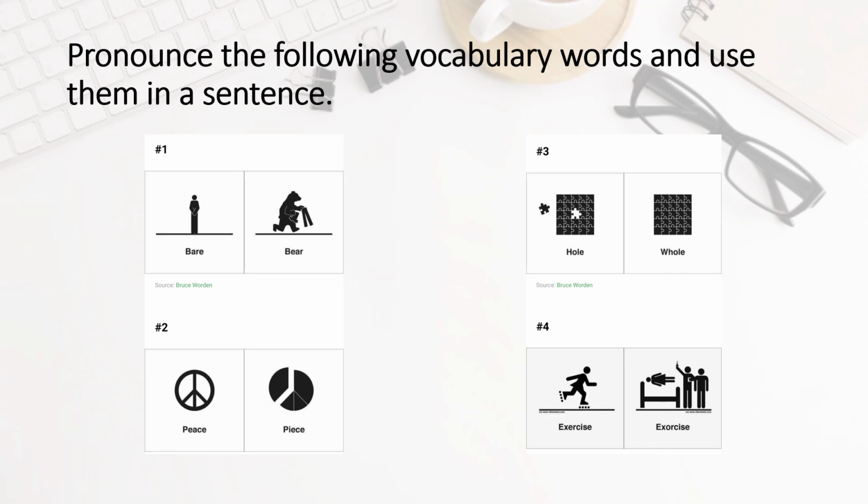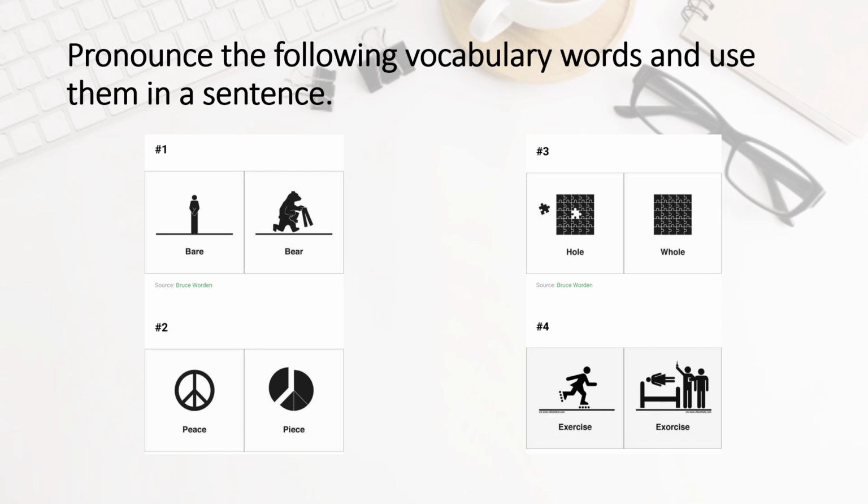Number two, peace can only be achieved by putting our arms down. Peace can only be achieved when we put our arms or our guns down. The next one, piece. A piece of cake should be enough for you.